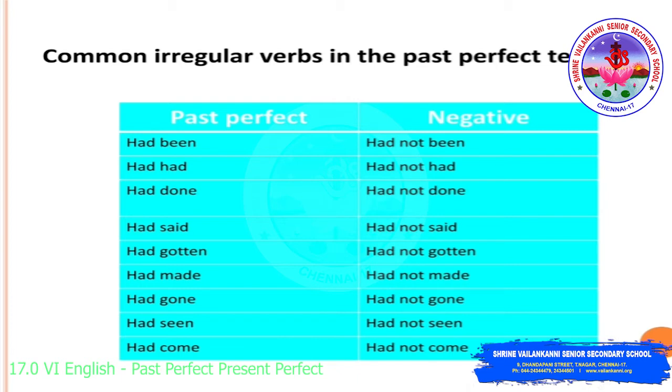To come, had come, had not come. So you don't change the past participle of come. You don't say it as came, it's just come again. You will say it as had come, and in the negative statement, had not come. Okay?